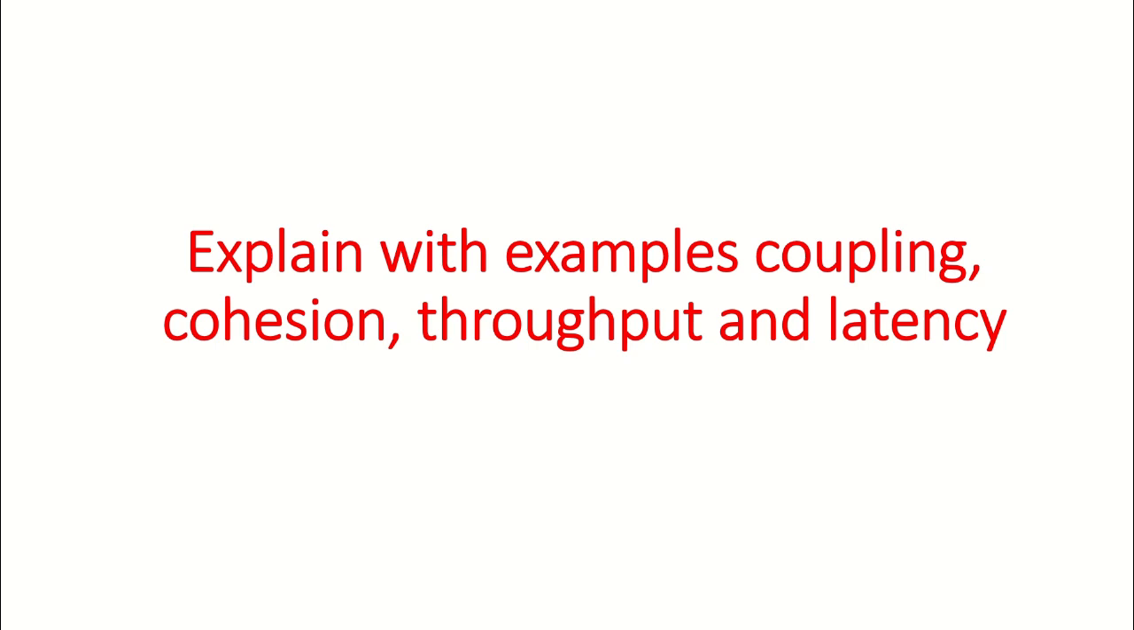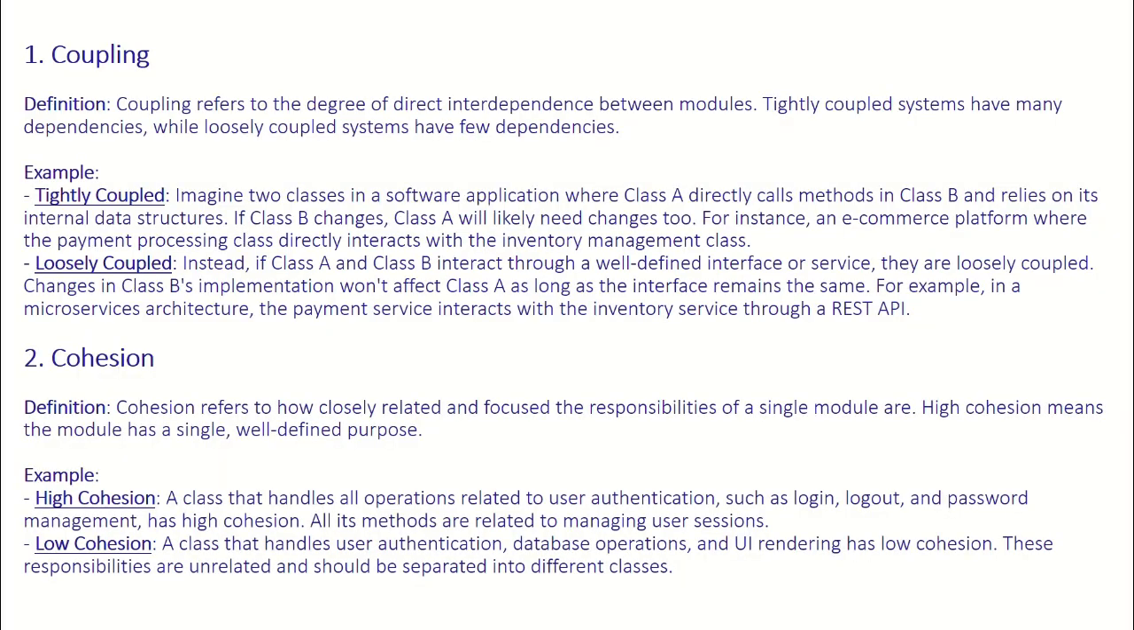Explain with examples coupling, cohesion, throughput, and latency. Coupling. Coupling refers to the degree of direct interdependence between modules. Tightly coupled systems have many dependencies, while loosely coupled systems have few dependencies.